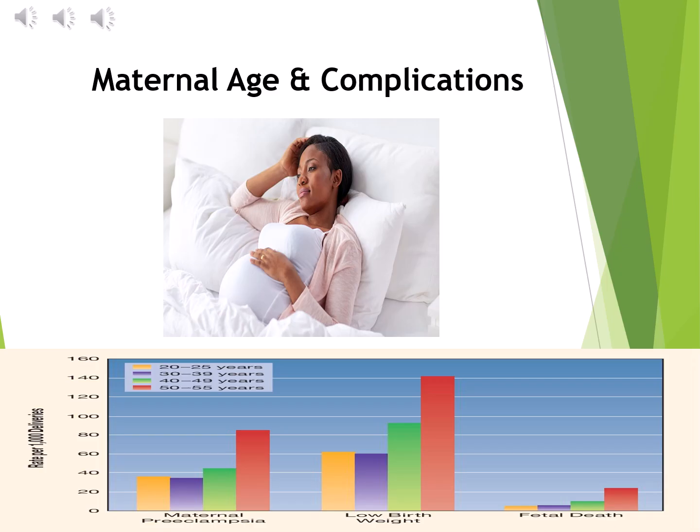So we see if we look at the green bar, there's starting to be a significant change between mom's age and negative outcomes in 3 different areas: maternal preeclampsia, low birth weight, and actual fetal death. So at the green level, which is 40 to 49, you're seeing an increase. But we see a huge increase at age 50 to 55 in these 3 measures. So we can say that there is a positive correlation between complications and age of mom. As mom's age goes up, so does the complication rate. If mom's age goes down, the complication rate goes down.